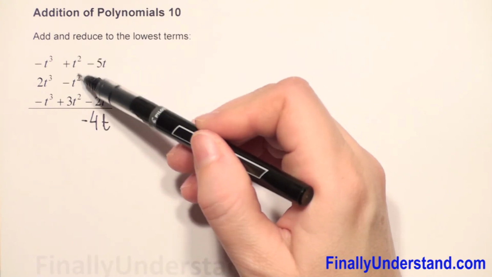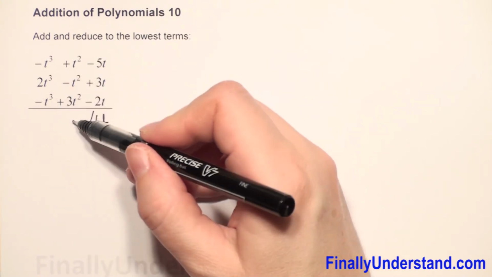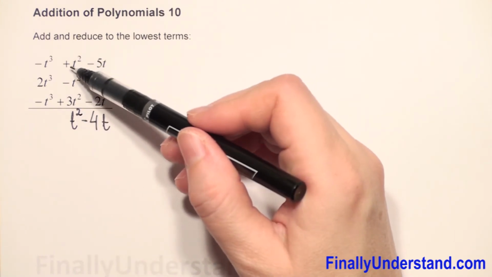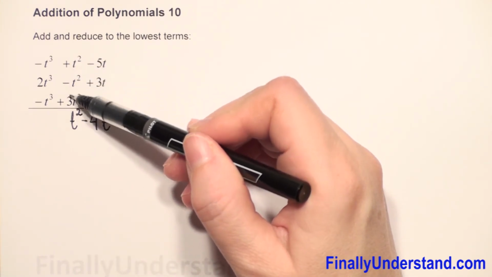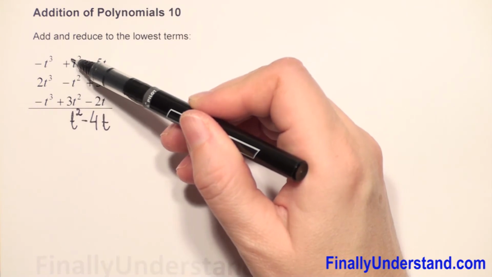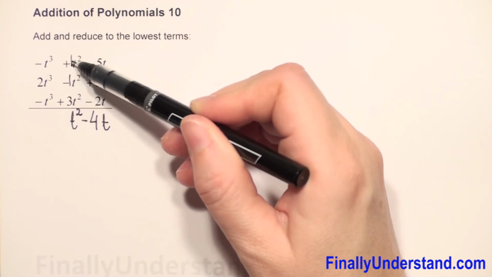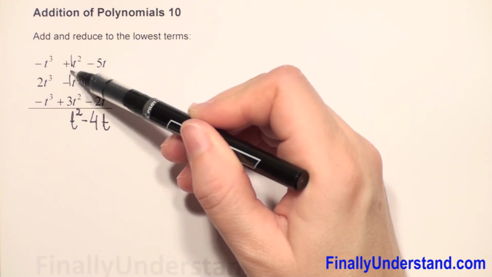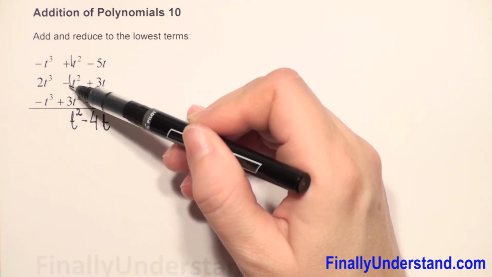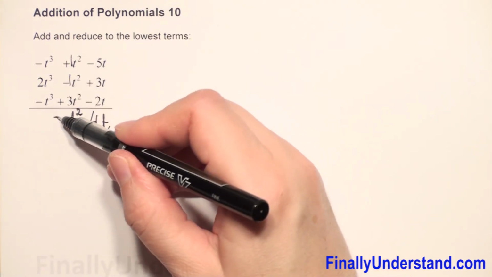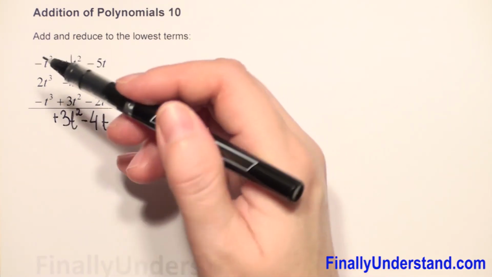Next, we have t squared, so we copy the variable t squared, and we have to add the coefficients before t squared. When we don't have a coefficient, it's always 1. 1, 1, so we have +1, -1, so it will be 0. And we have +3, so we copy +3.